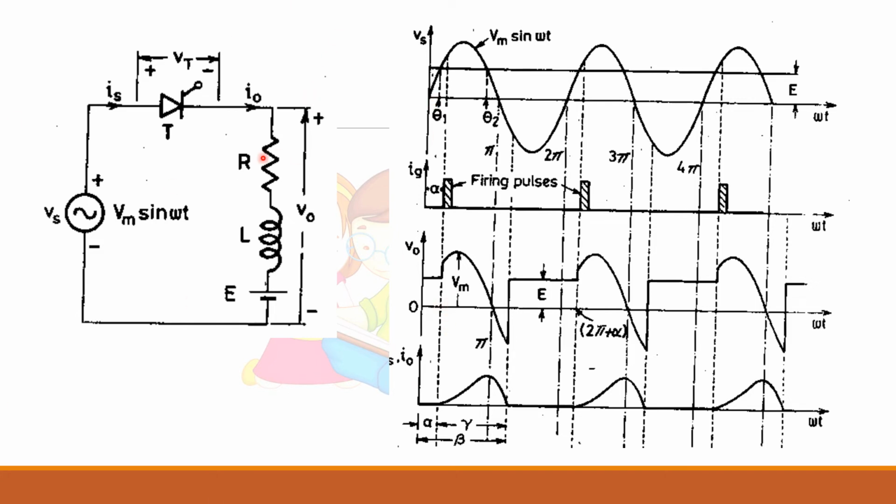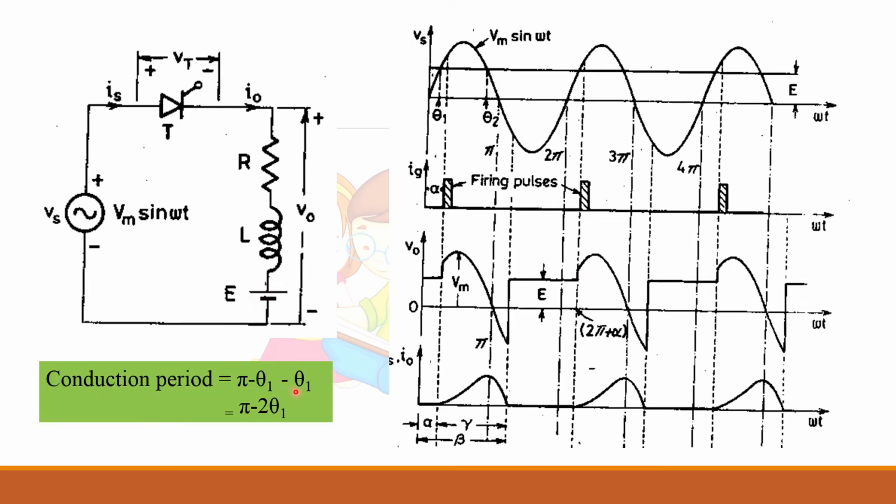Okay. Now when the SCR is in off condition, output voltage V0 is equal to E. Once it starts conduction, it will be equal to the supply voltage. So it follows the supply voltage till this point. What is this point? It is the beta point, or the point at which current becomes 0. Till then the SCR conducts and follows the supply voltage waveform. For the remaining time it will be equal to this E.